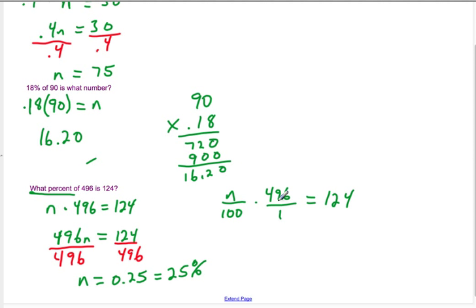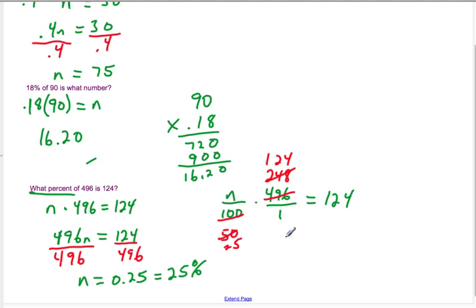So what we have here is n times 496 over 100, so I can reduce that. I don't know what that would reduce to. Let's see, 50 and 248, which we could reduce to 25 and 124. Ooh, look at that. That's going to be interesting.